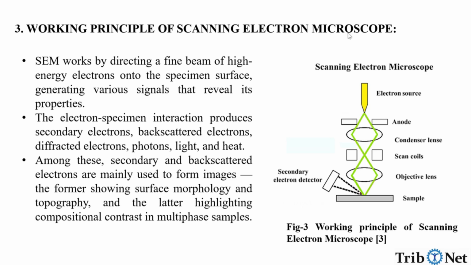Working principle of the scanning electron microscope. SEM works by directing a fine beam of high-energy electrons onto the specimen surface, generating various signals that reveal its properties. The electron-specimen interaction produces secondary electrons, backscattered electrons, diffracted electrons, photons, lights, and heat. Among these, the secondary and backscattered electrons are mainly used to form images. The former showing surface morphology and the topography, and the latter highlighting the compositional contrast in the multi-phase samples. Here, again, is the working principle of the scanning electron microscope.